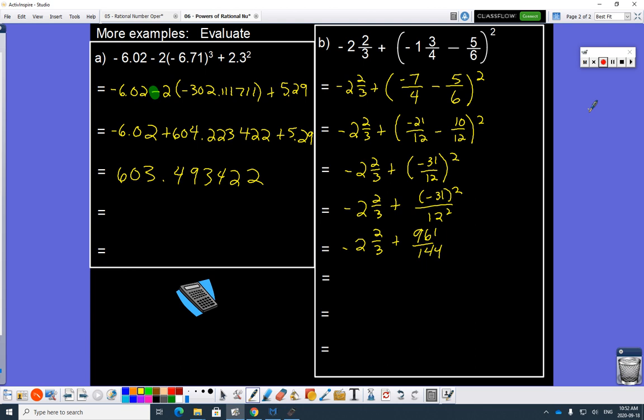What would you like to do with this mess here, this negative 2 2/3? Two things we'd like to do. Go to improper. Ignore the negative for a second. 8/3. And one more thing. I got a negative. Where would you like to put it? Best place for it is up top. It's not a rule. It's handy. 3 and 144. Oh my goodness.